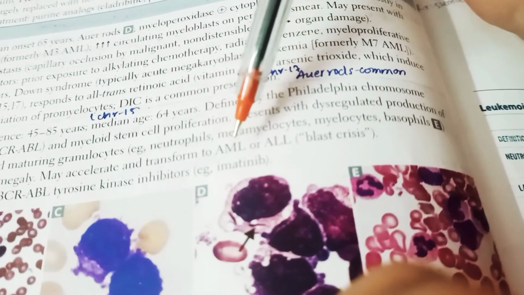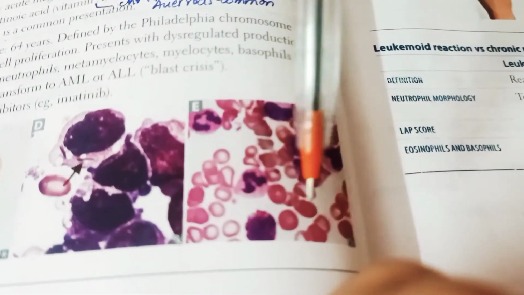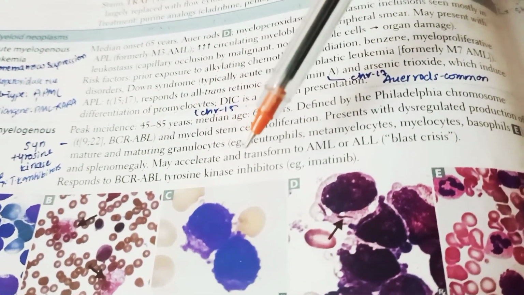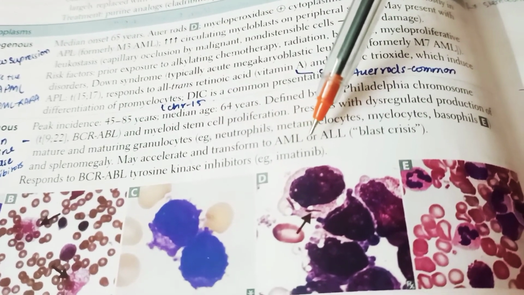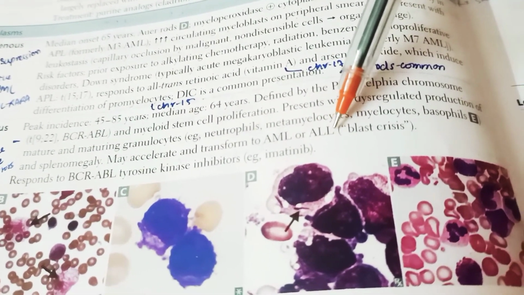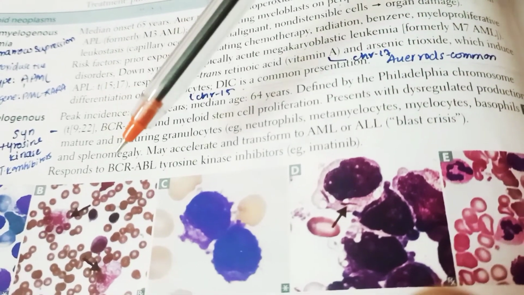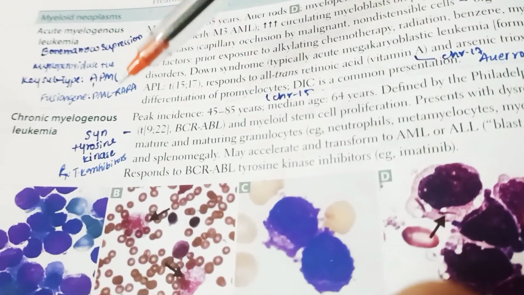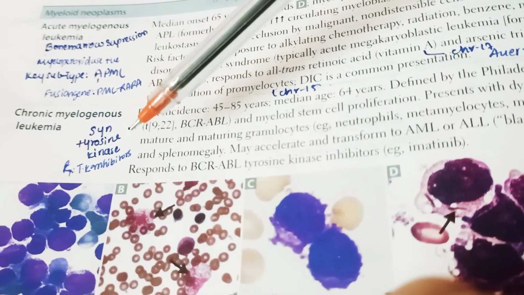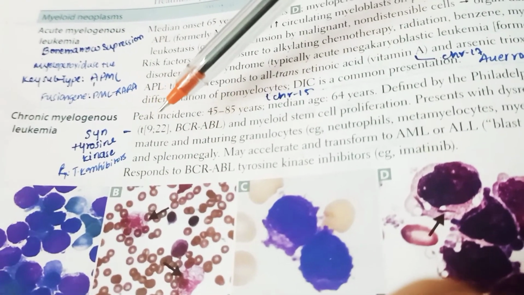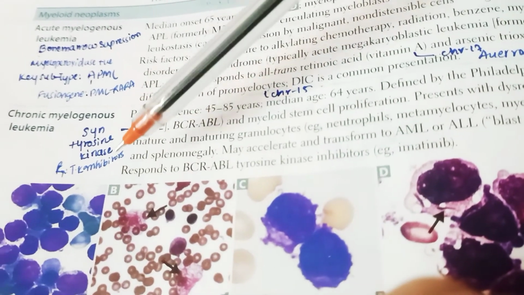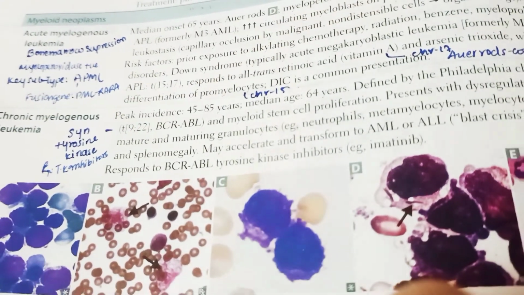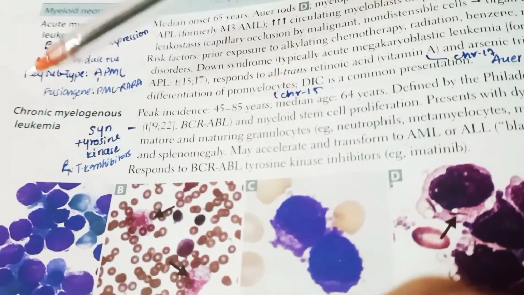So neutrophils, metamyelocytes, myelocytes, basophils, all are affected. Here you can see these are the basophils, and also there will be, of course, splenomegaly, and this will accelerate and transform to either acute myelogenous leukemia or acute lymphocytic leukemia, that is blast crisis. It responds to BCR-ABL tyrosine kinase inhibitors, that is imatinib. So the t(9;22) produces a tyrosine kinase. Treatment is a tyrosine kinase inhibitor. In Philadelphia chromosome translocation, the treatment is tyrosine kinase inhibitors, because they have the capability to produce a tyrosine kinase. So if we inhibit it, we are inhibiting this chronic myelogenous leukemia.